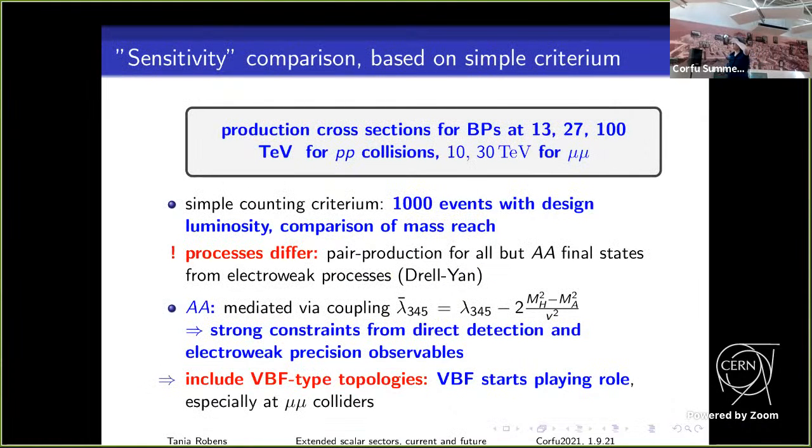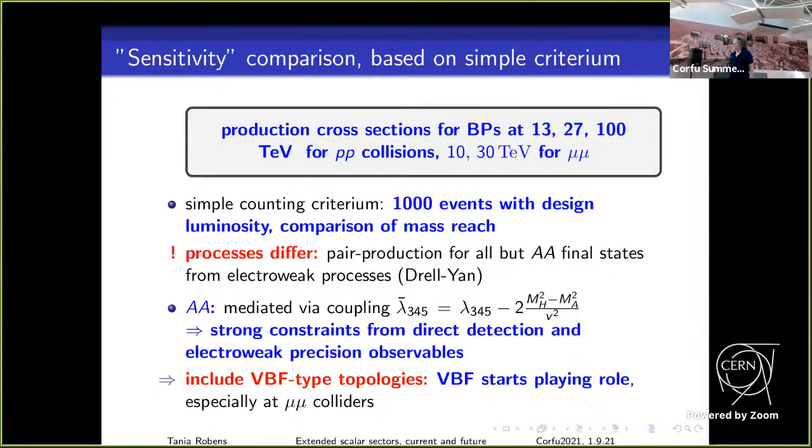So then what we did in recent work is we tried to compare collider reach. This is really very preliminary, I would say, because we didn't do a detailed analysis for most of these colliders. So we look at the production cross-sections for these benchmark points we devised at 13, 27, 100 TeV for pp, and at 10 and 30 TeV for mu mu. And then we devised a simple counting criterion saying what is the cutoff for the cross-section to have 1000 events with the official design luminosity of the machine, and we compare the mass reach.